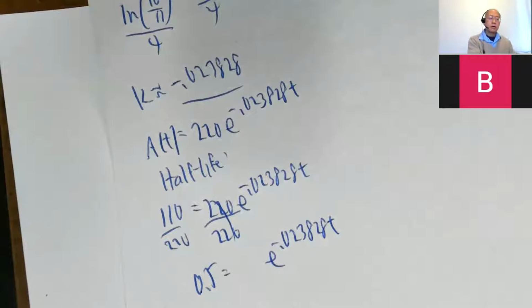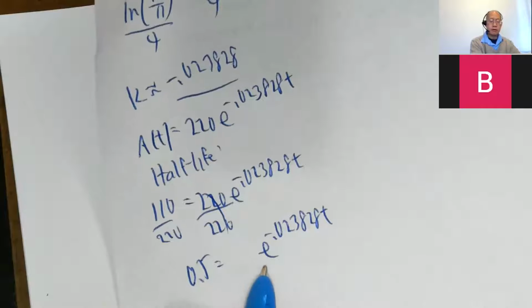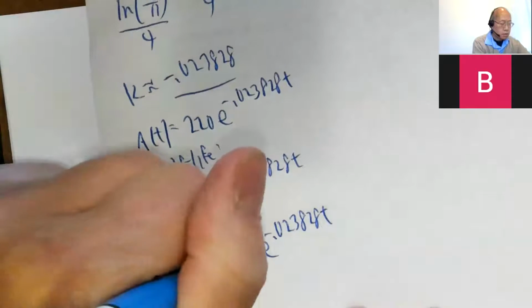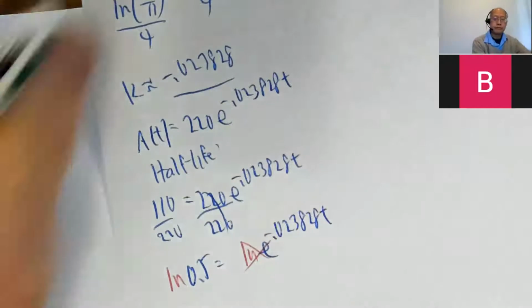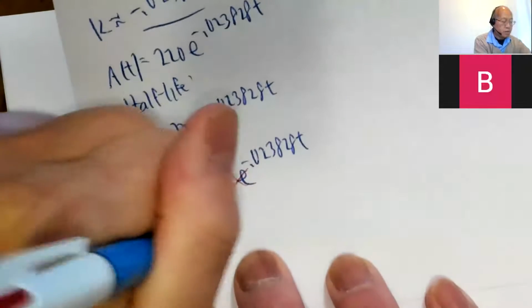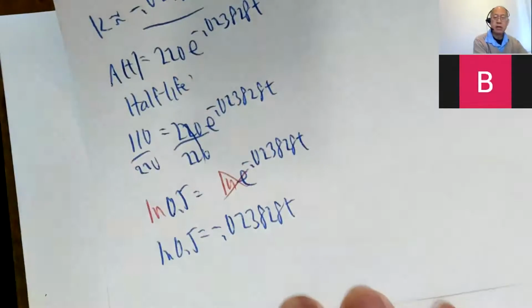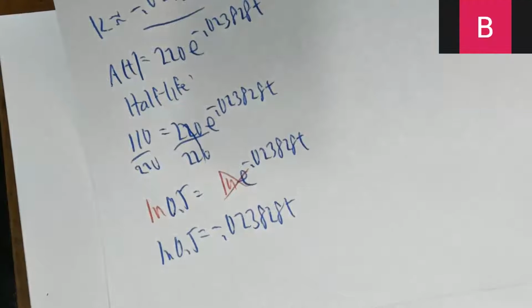By the way, you do enough of these, you kind of know by experience what happens. So why did I leave a space here? Because I know I'm going to write ln. ln 0.5 equals negative 0.0238828 t. Divide both sides by negative 0.0238828, and that should do it.